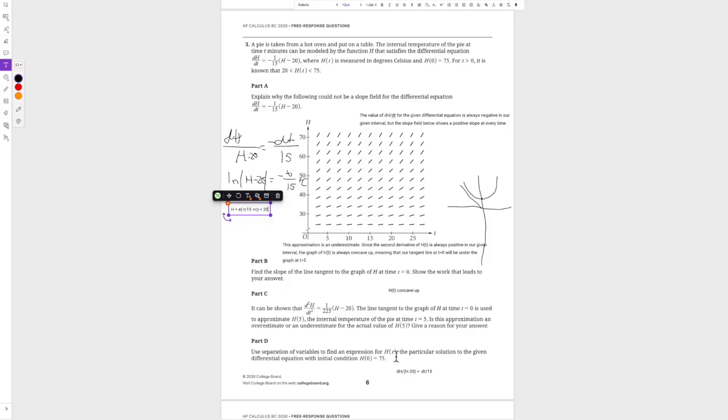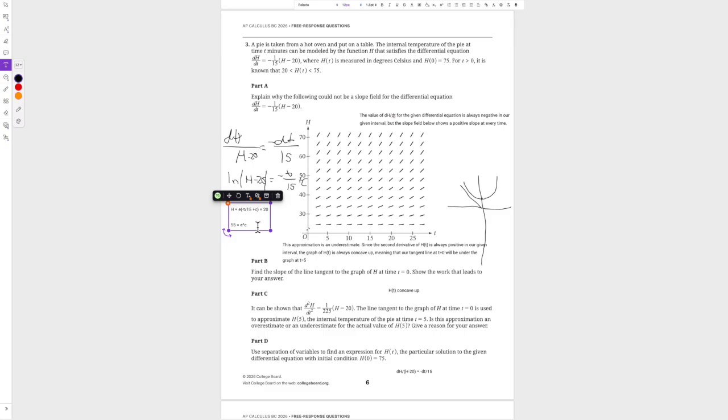But remember, we have a given initial condition. h of 0 equals 75. So let's solve for this. We're going to do h of 0 is 75. That means 75 equals e to the negative t over 15 plus c plus 20. Well, when t is 0, we just have e to the c. So we have e to the c plus 20. And if we just subtract 20 from both sides, we get e to the c equals 55.